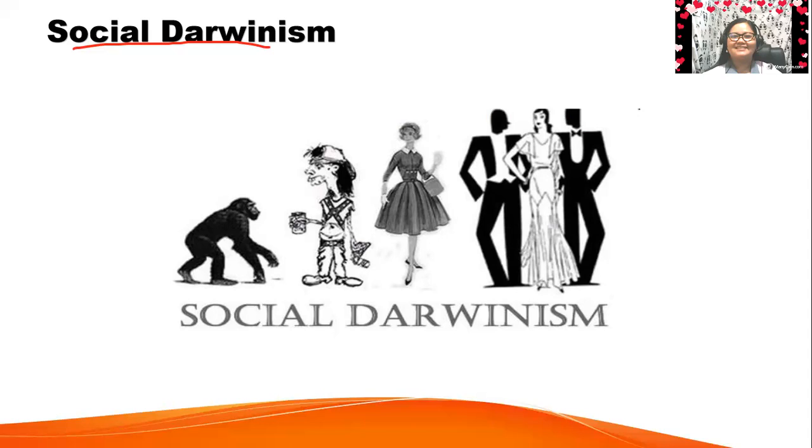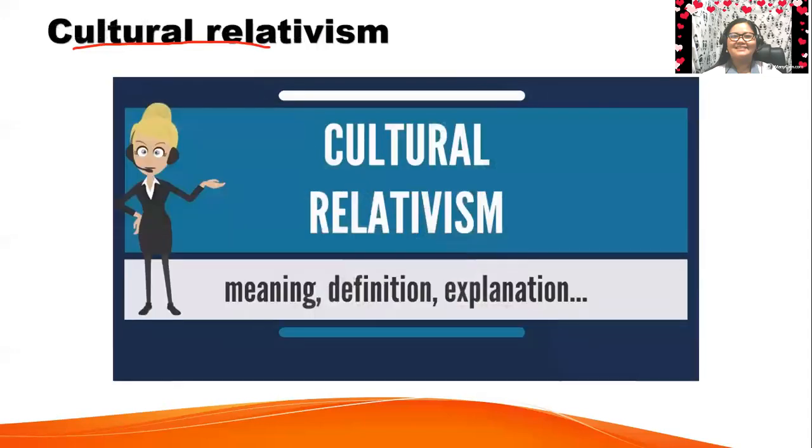So, ang pangit lang sa social Darwinism is like, kung tatsulok tayo dito sa ating society and sa ating country, hindi na siya kailangan i-intervene, hindi na kailangan i-reform. Kung ano lang talaga yung nasa society, yun lang talaga. Yun yung sa social Darwinism. So, that is social Darwinism. Let's go to cultural relativism.